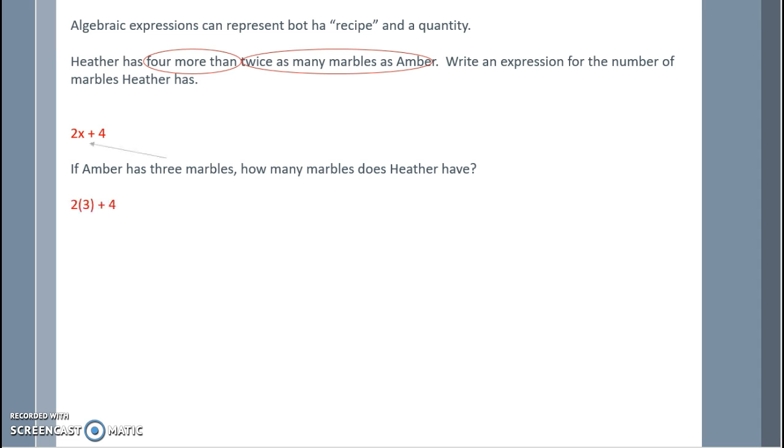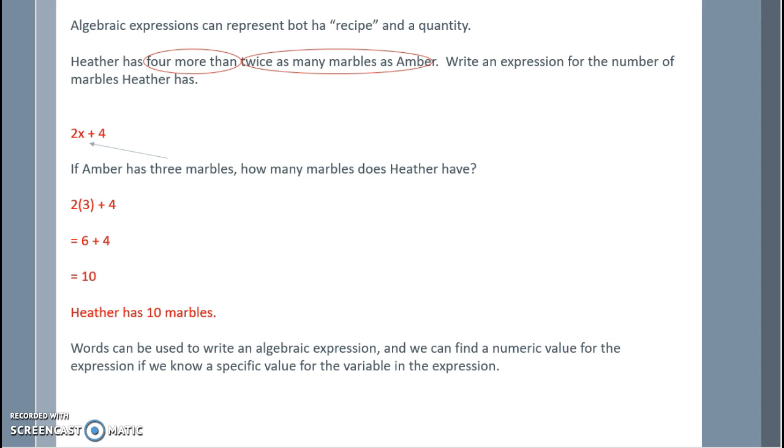So we will replace x with 3. 2 times 3 plus 4 is 6 plus 4, which is 10. So Heather has 10 marbles. Words can be used to write an algebraic expression, and we can find a numeric value for the expression if we know a specific value for the variable in the expression.